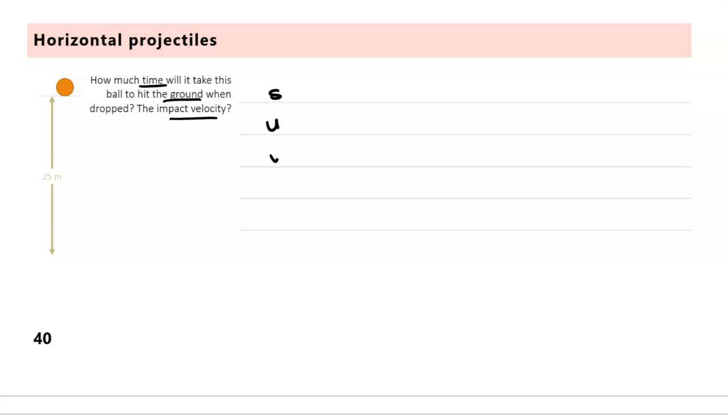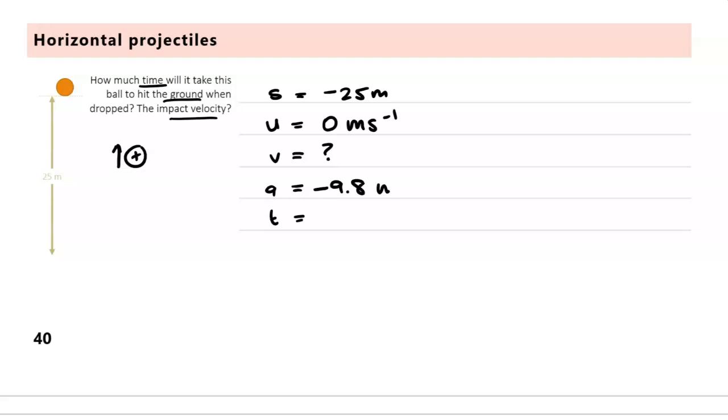So standard deal, we're going to use our suvat. Now you can decide which direction you'd like to make positive. I'm going to make upwards positive, but you might find it easier to make downwards positive for this question. If upwards is positive, the 25 meters downwards that this ball is going to travel needs to be negative. If it's dropped, its initial velocity is going to be 0. We don't know its final velocity, that's something we want to find, but we do know its acceleration. And we also want to find t. So let's find v first.